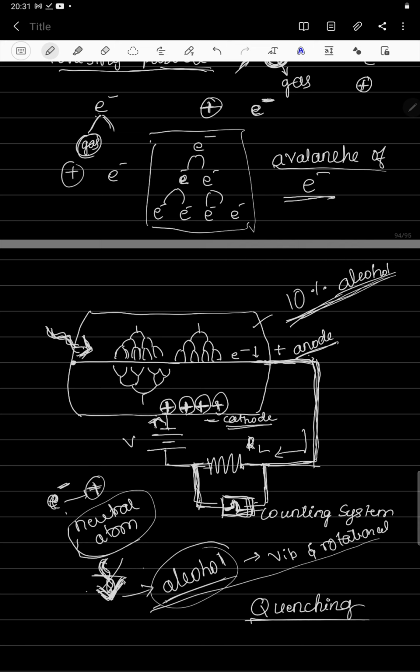So 10% of alcohol is used in order to absorb the photon that is created during the electron and positive ion recombination. So this alcohol absorbs those kinds of radiations which are generated during this recombination, and that brings a change in the vibrational and rotational energy of the alcohol. So as a result we are going to detect only the electrons that are produced due to the entering particle or radiation, and this phenomenon is called quenching, and this alcohol is called the quenching agent.